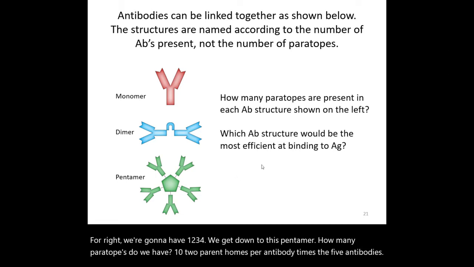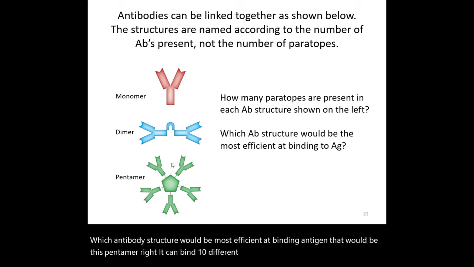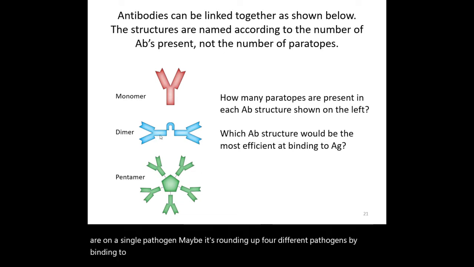Which antibody structure would be most efficient at binding antigen? Well, that would be this pentamer, right? It can bind 10 different epitopes. Maybe some of those epitopes are on a single pathogen. Maybe it's rounding up 4 different pathogens by binding to their epitopes. So the pentamer structure is most efficient because it can actually wrangle up multiple pathogens at one time.